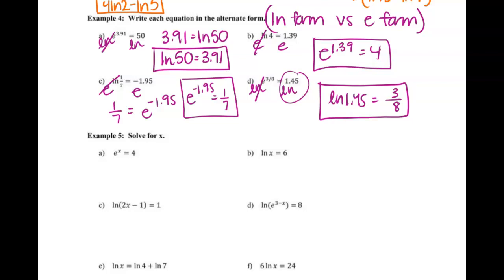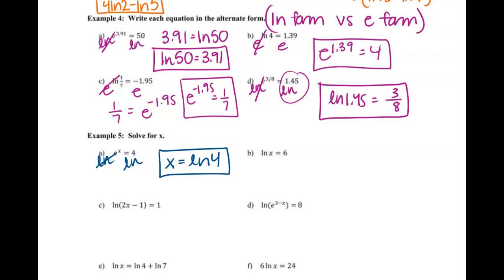All right, so e to the x equals 4. So what I want to do, I see an e, I'm going to do the natural log of both sides. Okay, and then natural log of e goes away. So we end up with x on the left equals natural log of 4, whatever that is. That's a calculator issue. That's our answer.